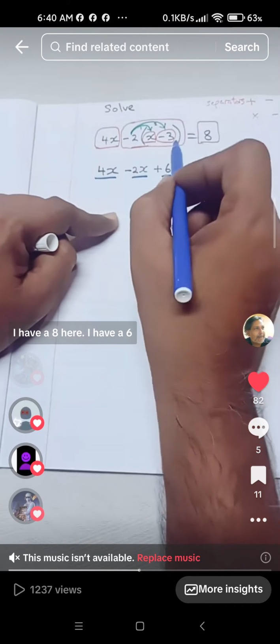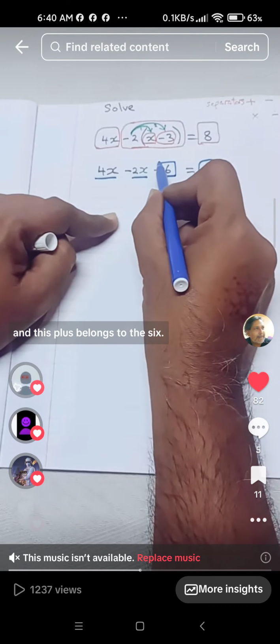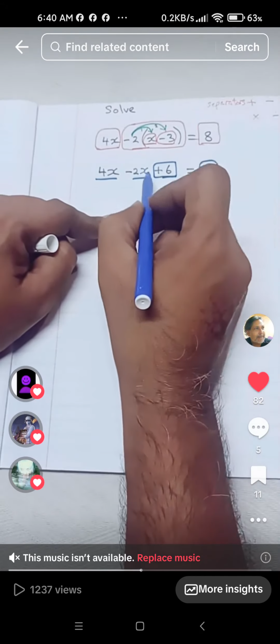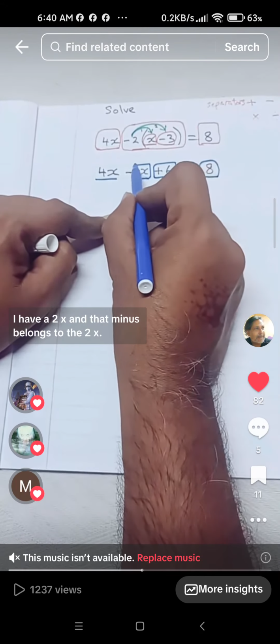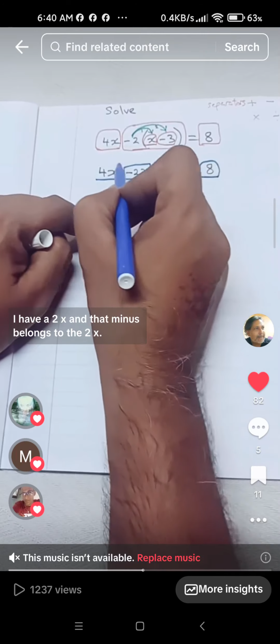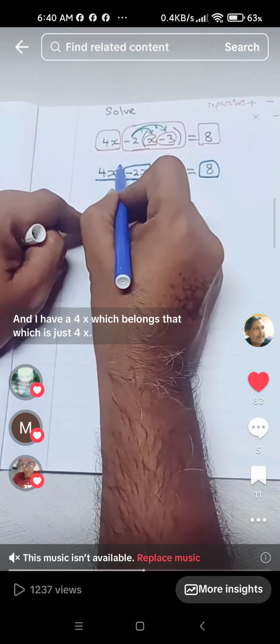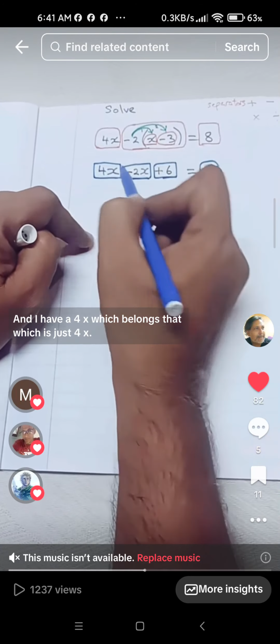I have an 8 here, I have a 6, and this plus belongs to the 6. I have a 2x, and that minus belongs to the 2x. And I have a 4x, which is just 4x.